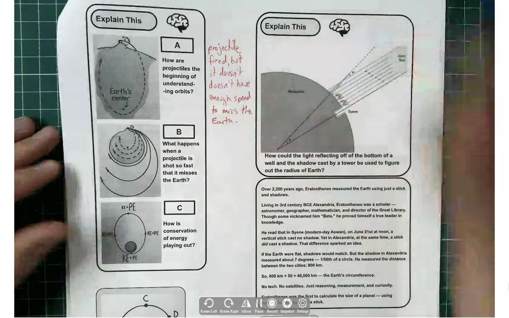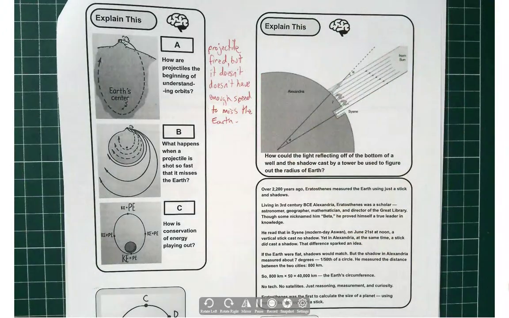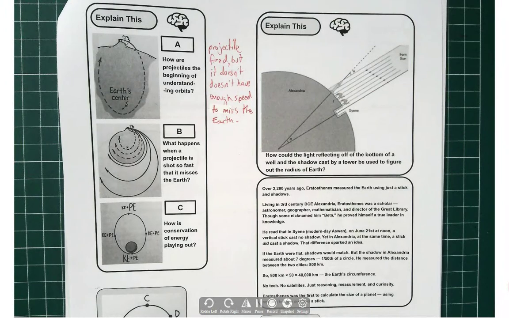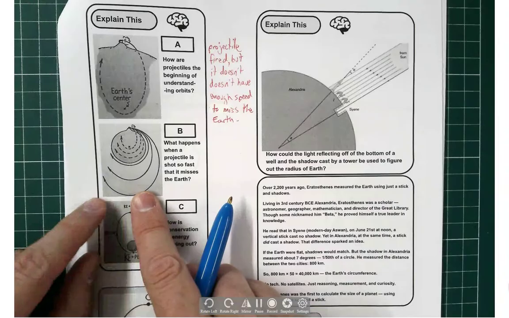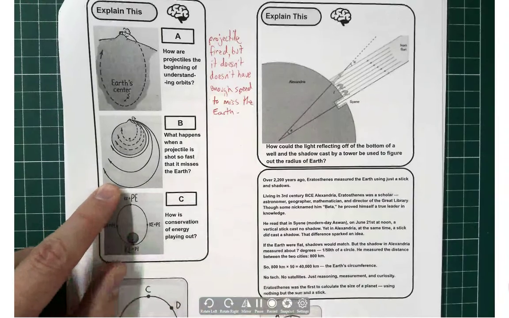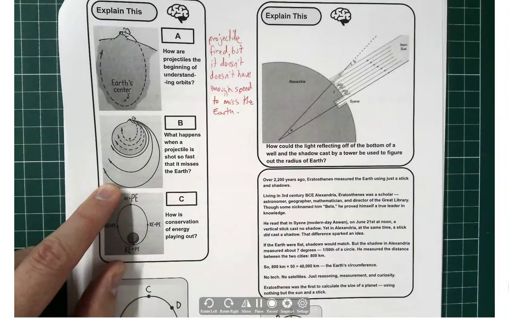If I say a little statement like that, that doesn't sound very sciencey, but can you see what I mean by that? Especially in the context of the next picture. Now we have a little bit of language. Can somebody help me out with the next picture? What happens when a projectile is shot so fast that it does miss the Earth?